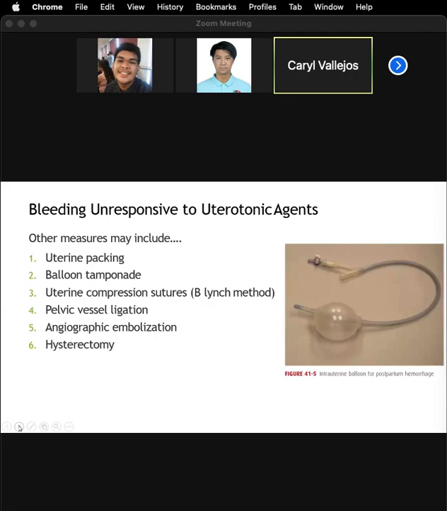Other measures may include your uterine packing, your balloon tamponade, uterine compression sutures, your B-Lynch methods, your pelvic vessel ligation, your angiographic embolization, and the last resort is your hysterectomy.